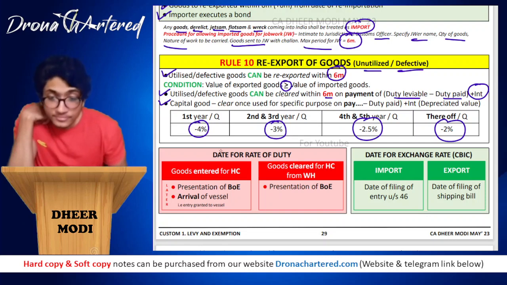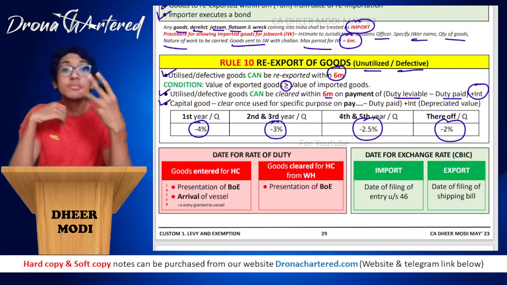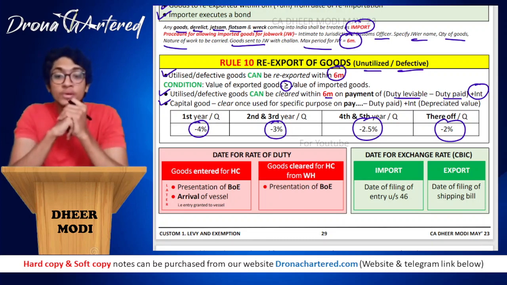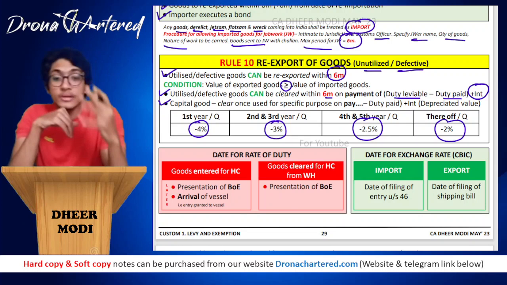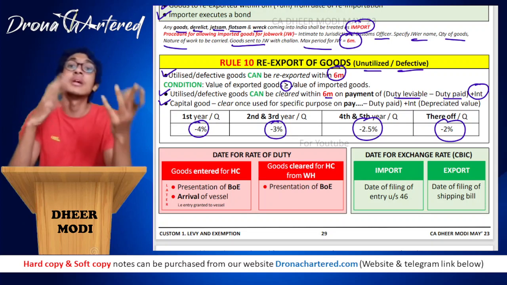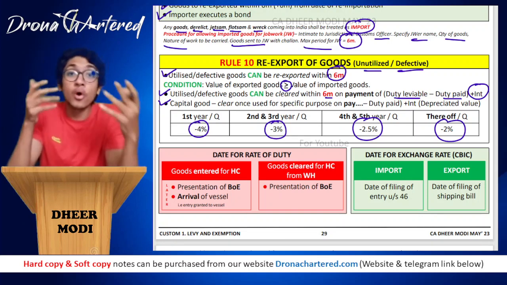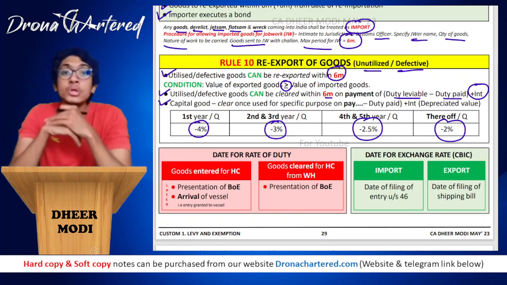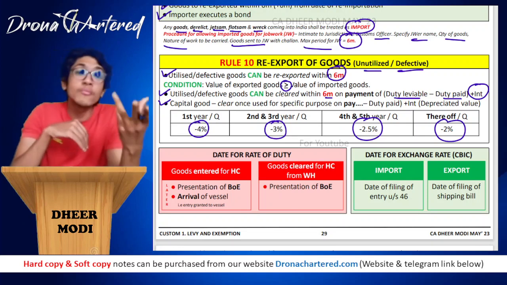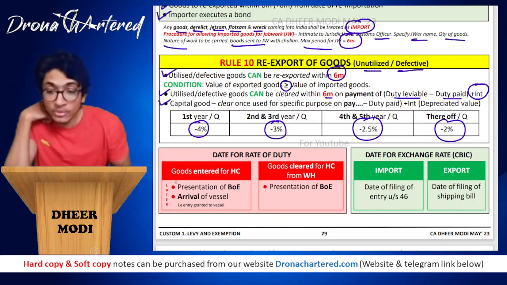Okay. Now the date for rate of duty. So this is very important. What date do I have to consider for rate of duty? And what date do I have to consider for exchange rate? Because these transactions may happen in dollar, may happen in Singapore dollar, etc. So therefore, you need to know on what date, because the rate of duty also changes. So what date do I have to consider my rate of duty as, and on what date do I have to consider my exchange rate? Very, very important. A lot of questions are asked from here.